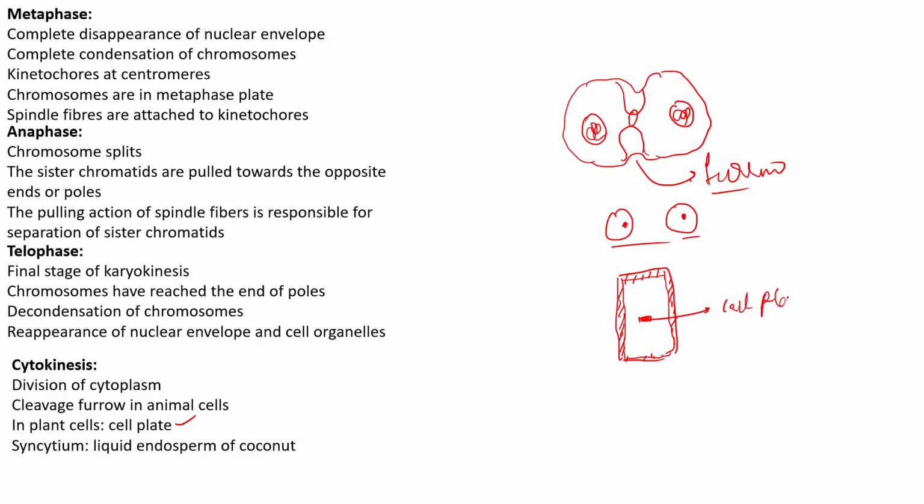This cell plate gradually increases in its length and finally divides it into two cells. In fact, this cell plate represents the middle lamella. And this middle lamella acts as a glue-like structure that is ultimately present between the walls of the plant cells.